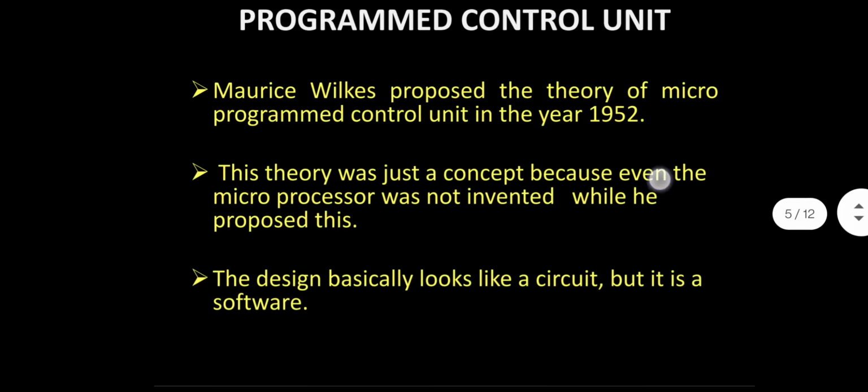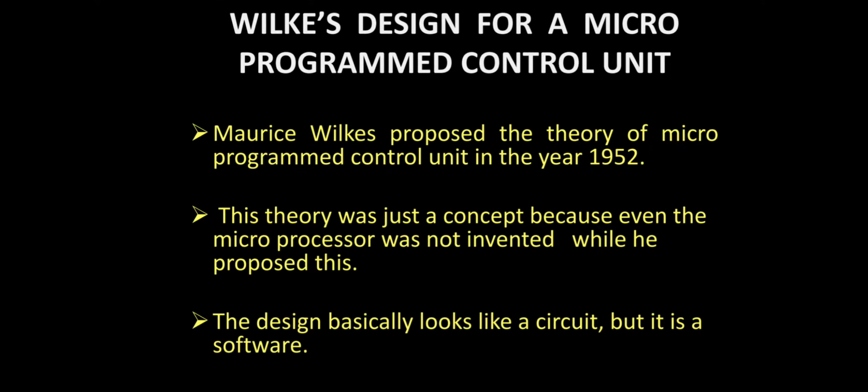Let us go to Wilkes' design for a microprogrammed control unit. Maurice Wilkes, a scientist, proposed the theory of the microprogrammed control unit in the year 1952. This theory was just a concept till then, because even the microprocessor had not been invented when he proposed it. You may ask how that is. He just imagined that if the microprocessor existed in the future, the microprogram in it should be designed in this way to perform its function, and he proposed this theory.